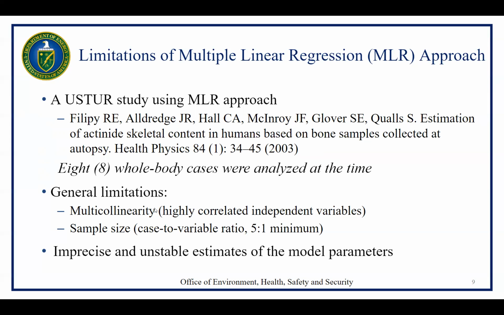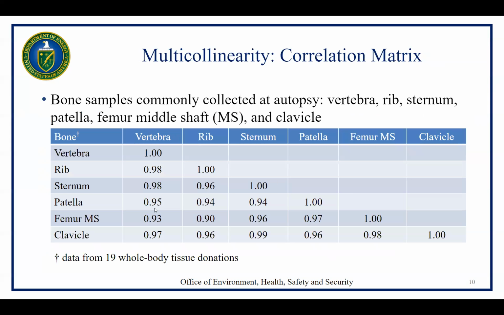However, there are 2 problems with the multiple linear regression approach using USTR bone data. The first issue is multicollinearity. Individual bone concentrations are highly correlated with each other. For example, this is the correlation matrix for 6 commonly collected bones at autopsy in USTR. The correlation coefficients are all above 0.9.